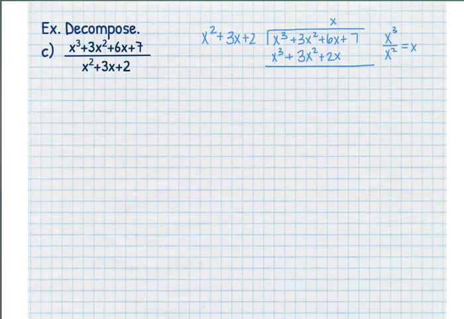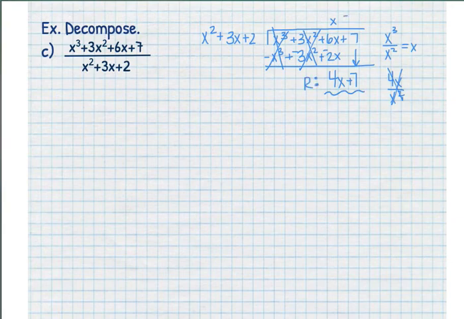Then we need to subtract, so we'll switch all of our signs. X cubed minus x cubed is 0. 3x squared minus 3x squared is 0. 6x minus 2x is 4x. And then we'll bring down the 7. Now we'll take 4x divided by x squared. Well, that's not really helpful to us. So this 4x plus 7, that is my remainder.